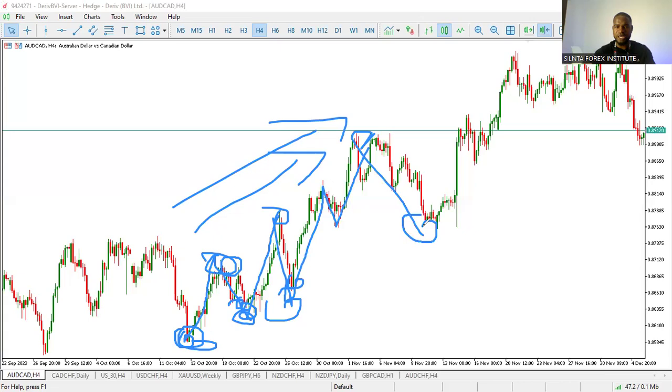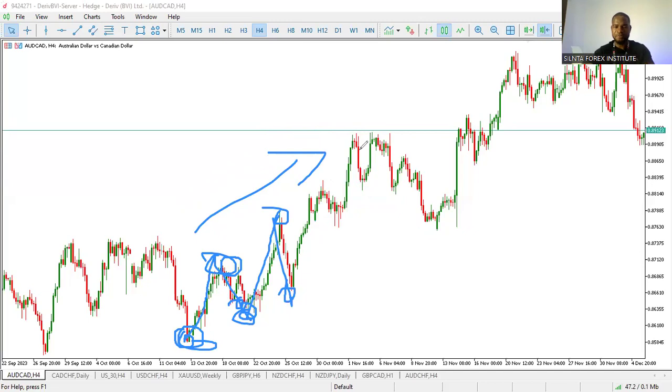Then it came to make a new low. So here, it's a bit tricky now. Let me not confuse you. So here, it made a new high. It made a new low. So see what happened here. This was a new high.